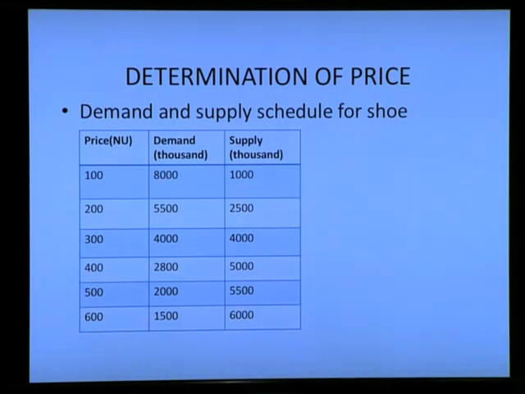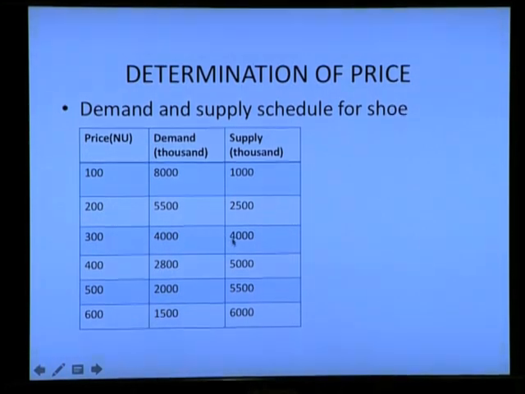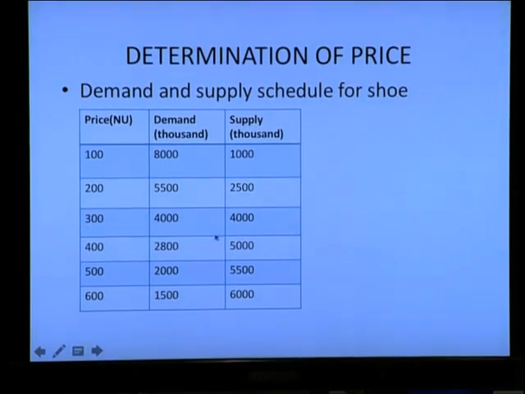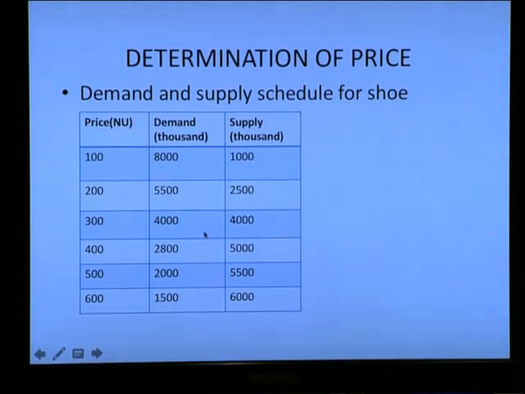Now, if you go by the definition of equilibrium price and look into this demand and supply schedule, you can see that the price for a pair of shoes in the market is determined at Nultrum 300. This is the price that is determined, because you can see the demand for shoes is exactly equal to the supply of shoes. So these two market forces that move in opposite directions are brought to balance at Nultrum 300, where demand is equal to supply.